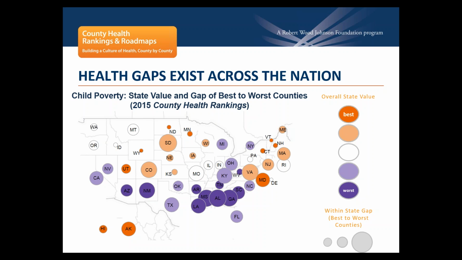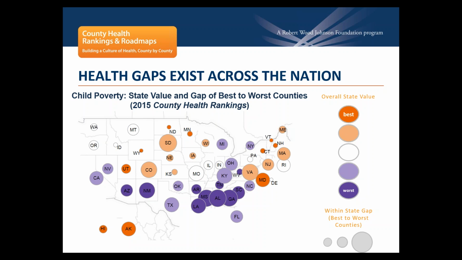So from this map, for example, you can see that in Maryland, child poverty rates are relatively low compared to other states. The overall state value for child poverty in Maryland was 14% based on data from 2013. But you can also see that there's a notable gap between the best and worst performing Maryland counties for child poverty. For example, the best performing counties had a child poverty rate of 9%, while the worst performing had a child poverty rate of 29%.